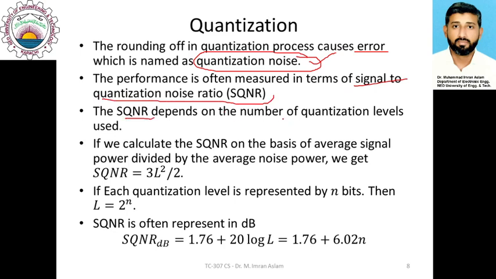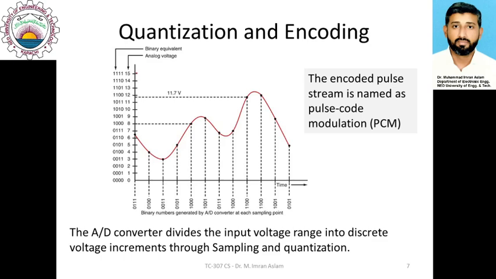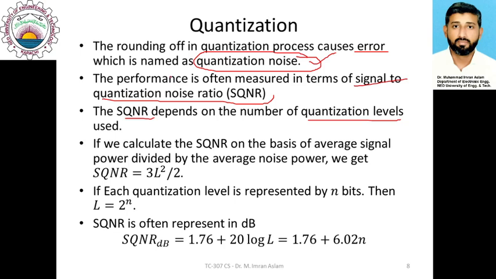Typically this SQNR depends on the quantization levels. For example, if we have used 16 voltage levels here, we will be having certain quantization noise levels. If we increase the number of levels, for example if we use 32 levels for this particular case, we will be having a better value of signal to noise ratio.